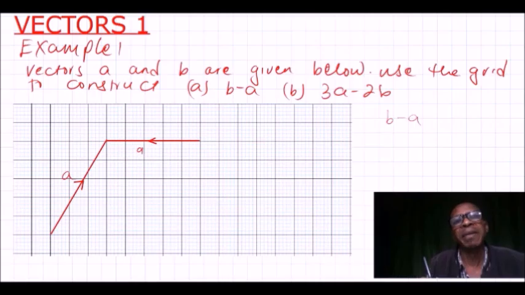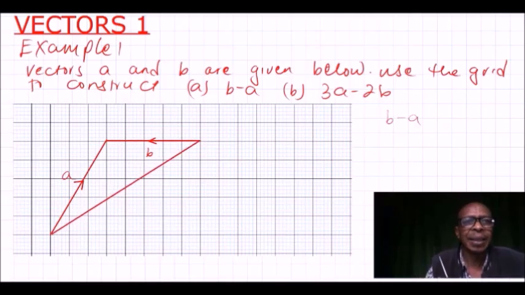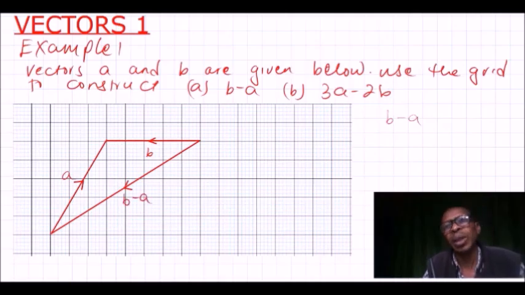So the vector that you end up with is like that. Remember, this is A, this is B. So we want B minus A. So it's B minus A. Then we have our vector here is this. So this is the vector B minus A. So that's how you construct that.